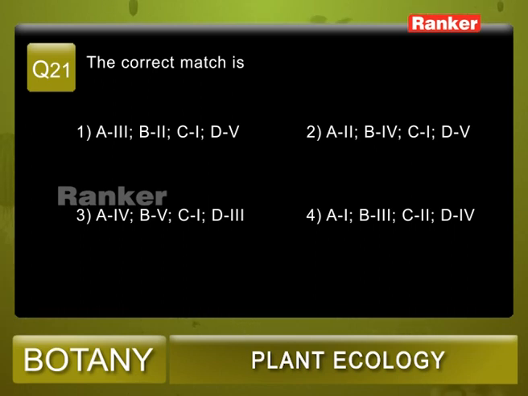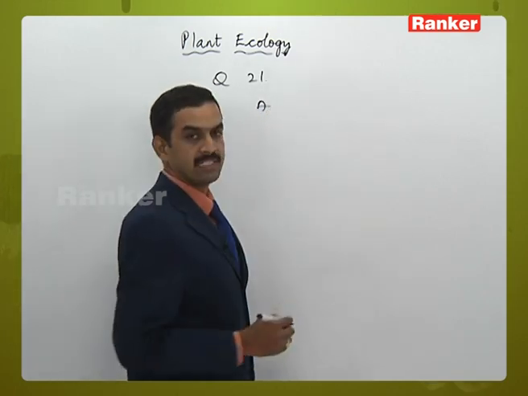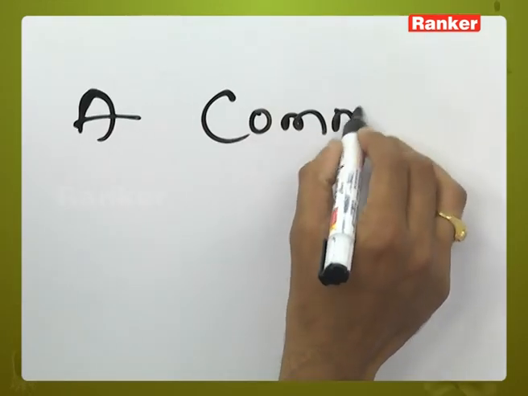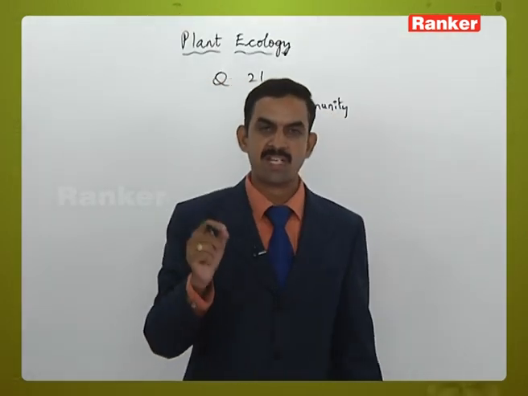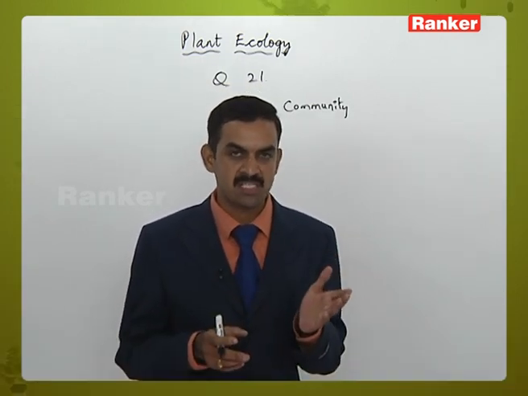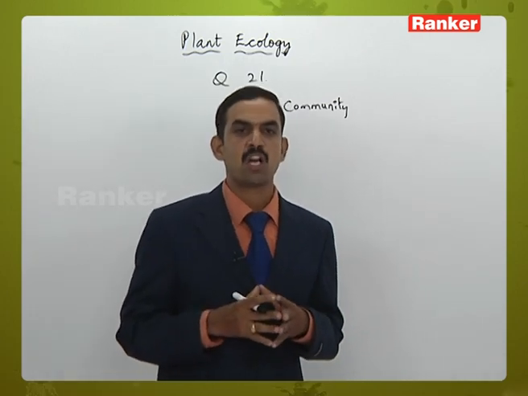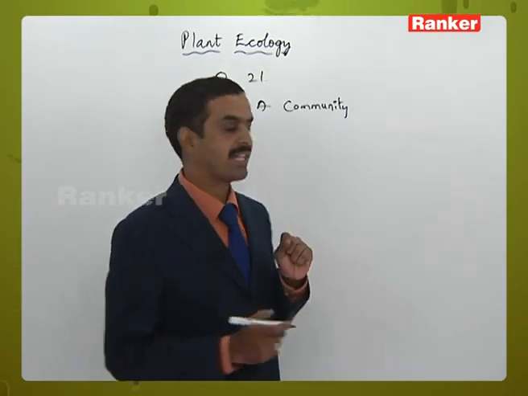Second one A2, B4, C1, D5. Third one A4, B5, C1, D3. Fourth option A1, B3, C2 and D4. In the list 1, A, that is a community. Community is the group of populations present in one area. Otherwise, we can say that a group of different species of organisms present in one area is called a community. This community will occupy the second level of biological organization.